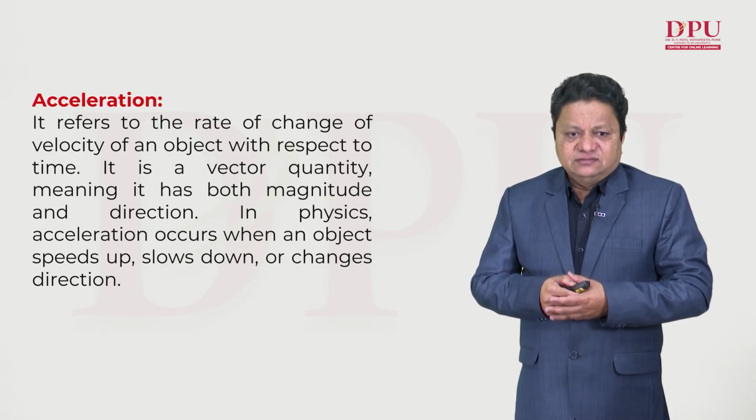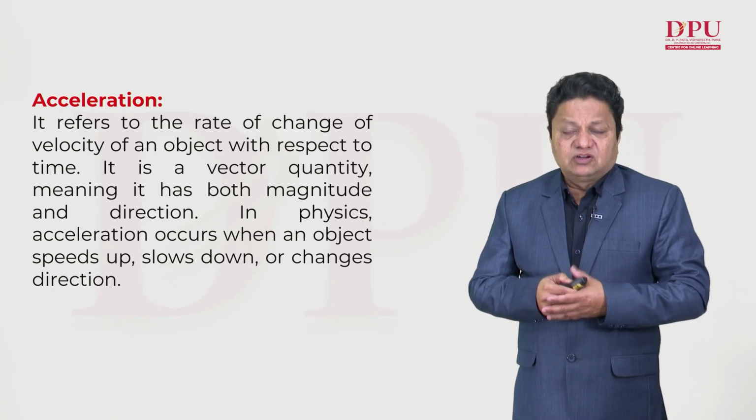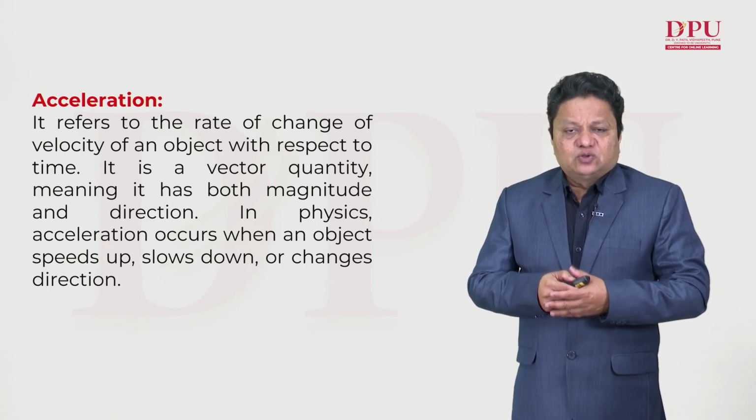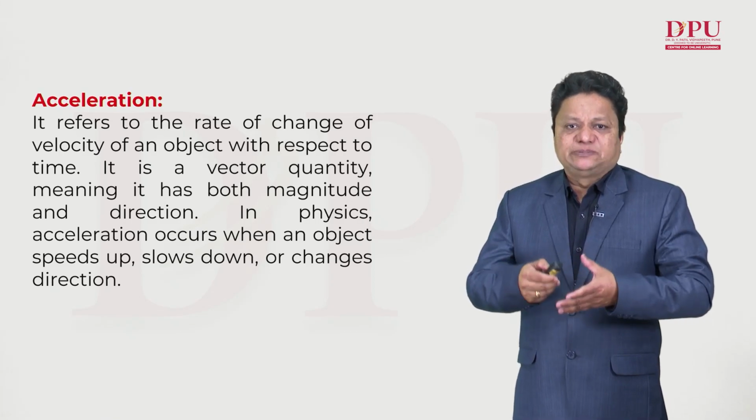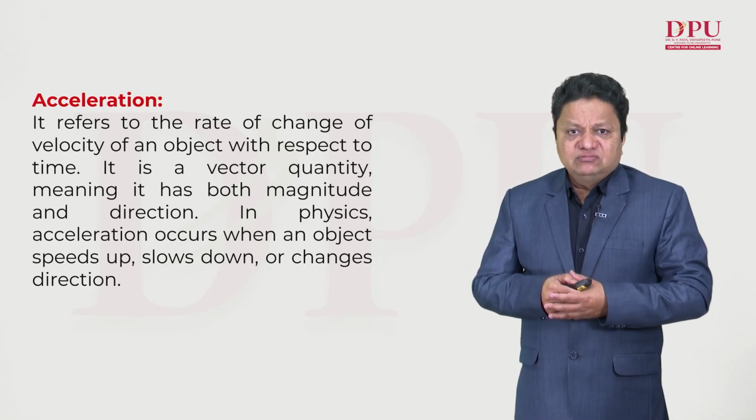In physics, acceleration occurs when an object speeds up, slows down or changes direction. So acceleration has two elements: one is magnitude and the second one is direction.